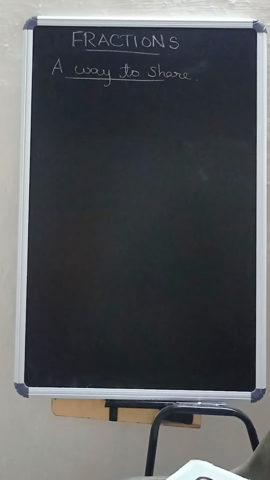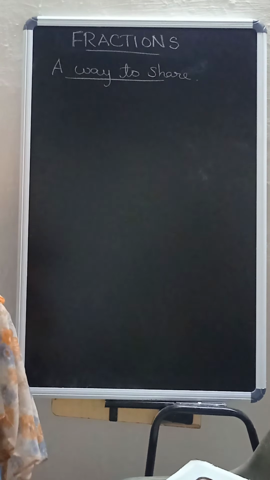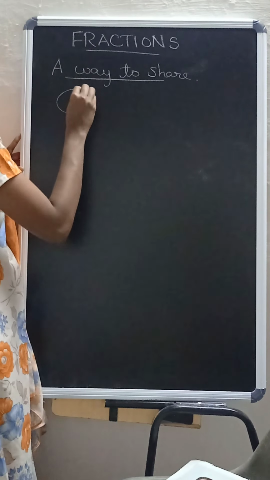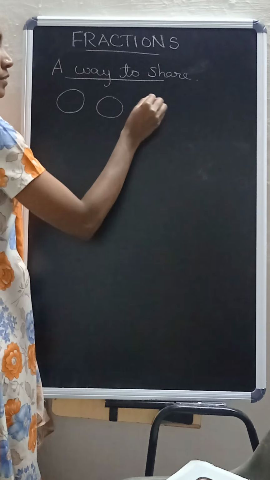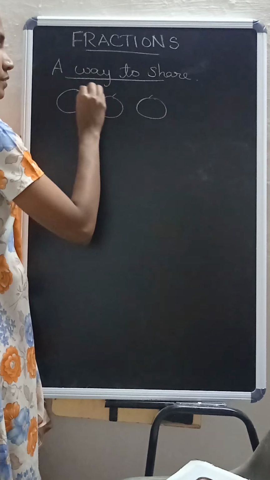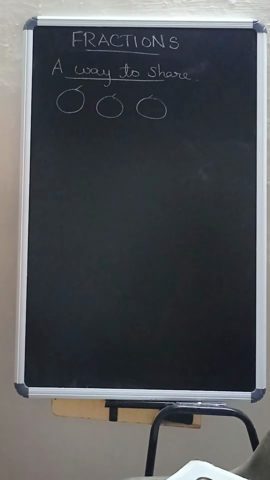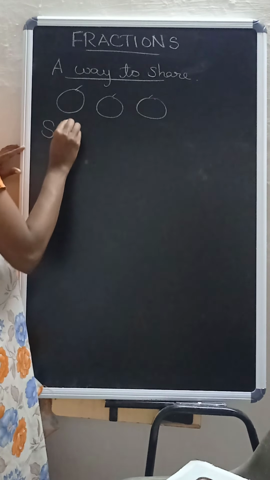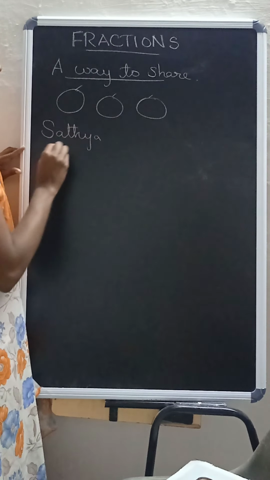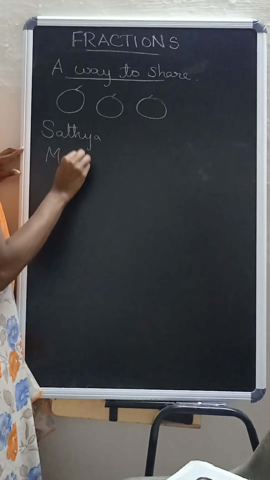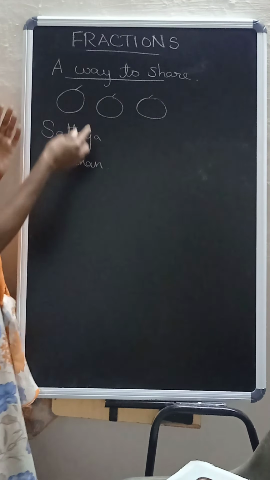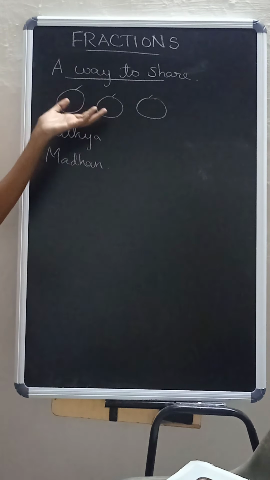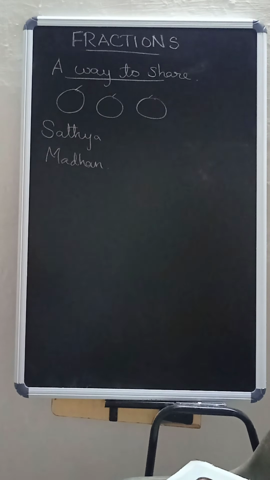Now, a way to share. Now Satya and Madan have 3 guavas with them. Now they wanted to share it equally among them. So Satya and Madan. Now you can also think how to share this equally among Satya and Madan.